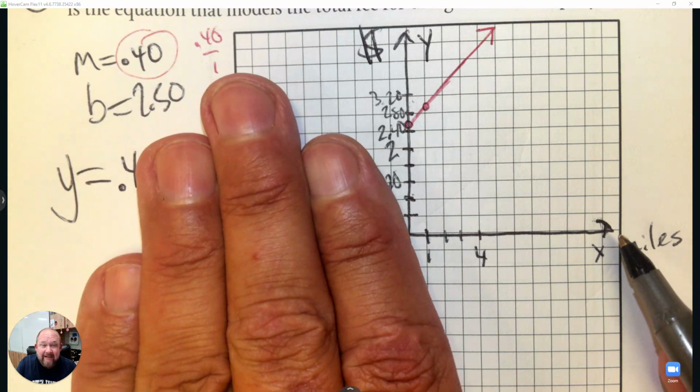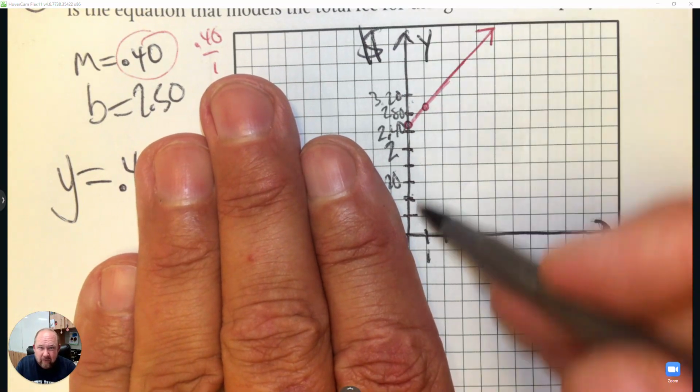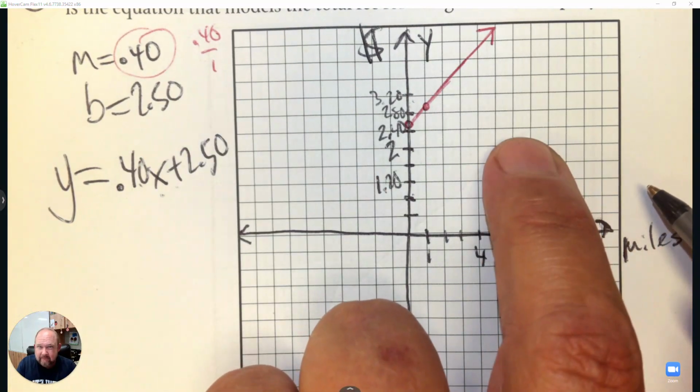So I actually didn't need this part of the graph, and I could have actually just drawn an L and been able to do it. All right, number 6. Again, you can press pause.